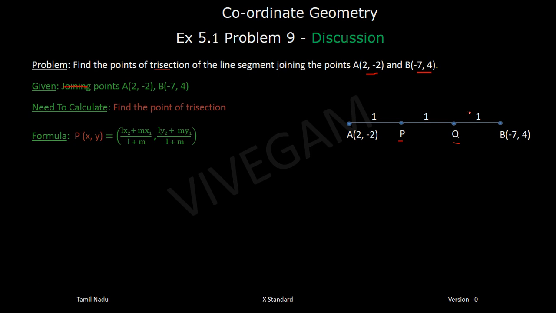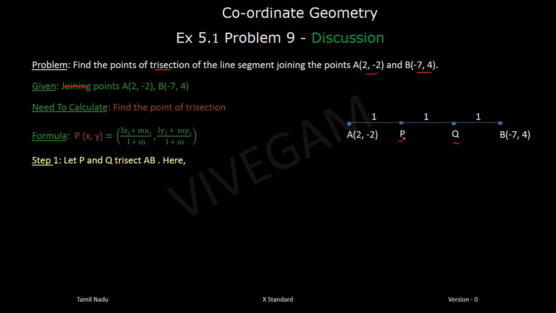Let me repeat. When you are calculating P, the ratio will be 1:2, 1 and this 1 plus 1 will be 2. So L will be 1 and M will be 2. We have to ignore Q altogether. Similarly, when you are calculating Q, AQ will be 1 plus 1, 2, and QB will be 1. So L will be equal to 2 and M will be equal to 1. We will have to ignore point P. You got it? So that's the key here, right?